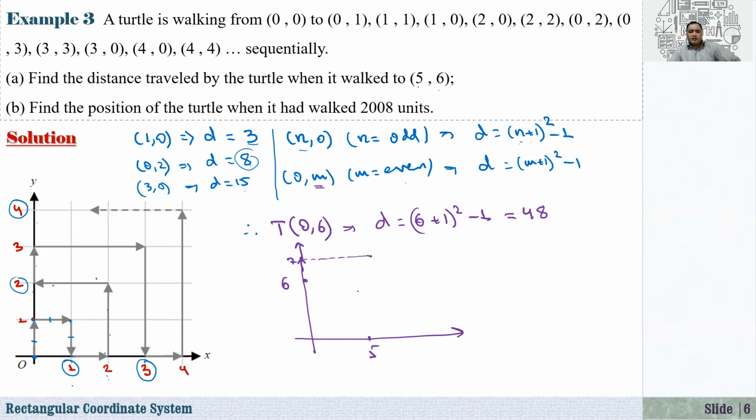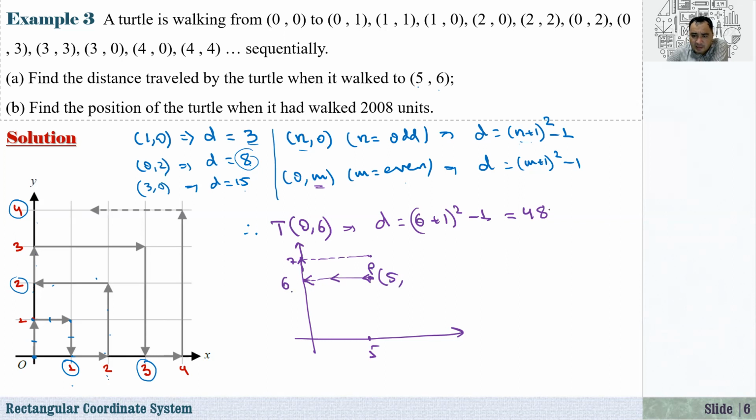Okay, all right. So actually here it is coming from this direction, right? Because it is even, right? For an even number, the turtle is walking in this direction. So what is the position of this number? Let's say this is P. That is 5, right?